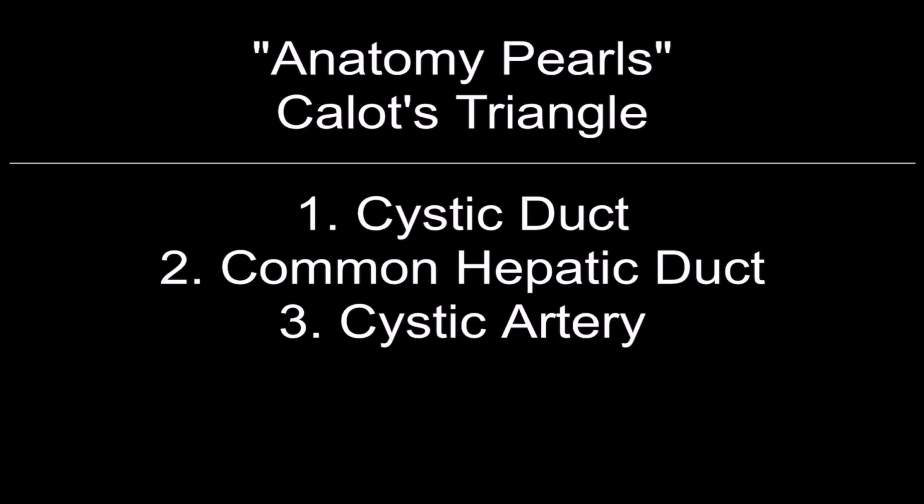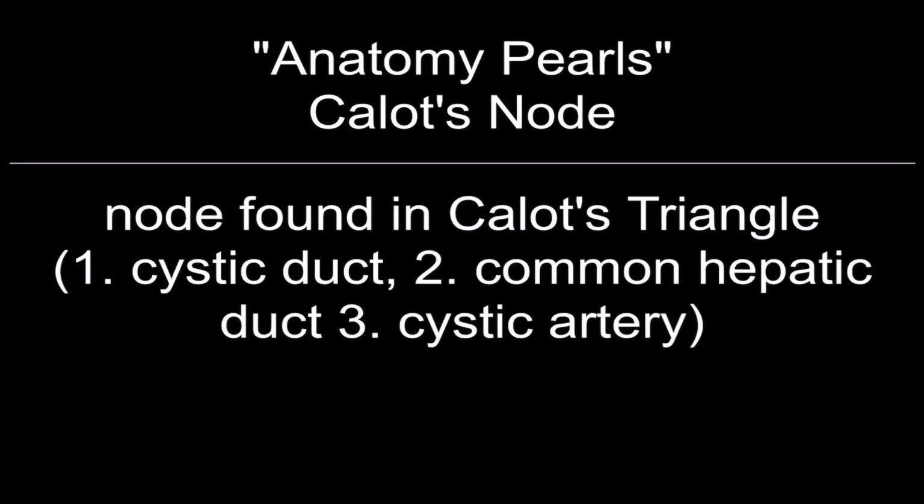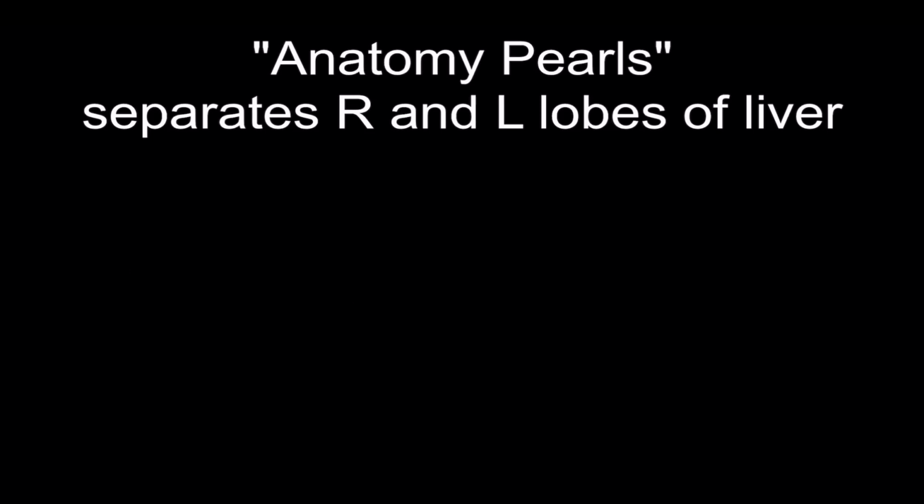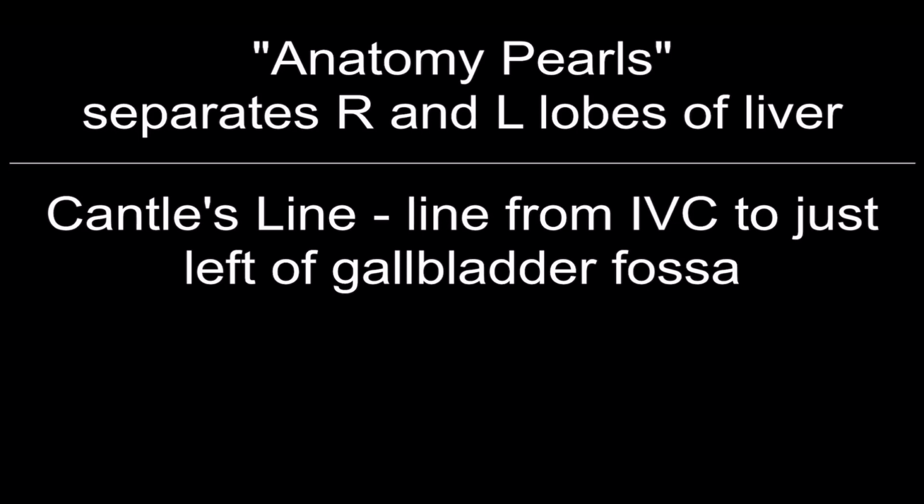What's Calot's triangle? It's the cystic duct, common hepatic duct, and cystic artery. What is Calot's node? It's a node found in Calot's triangle: cystic duct, common hepatic duct, and cystic artery. What separates the right and left lobes of the liver? Cantlie's line. This is the line from the IVC to just left of the gallbladder fossa.